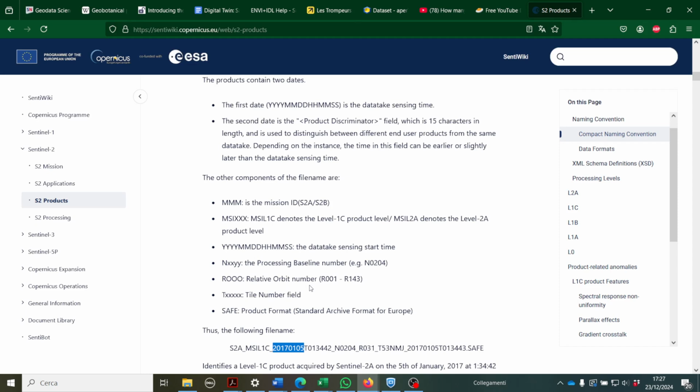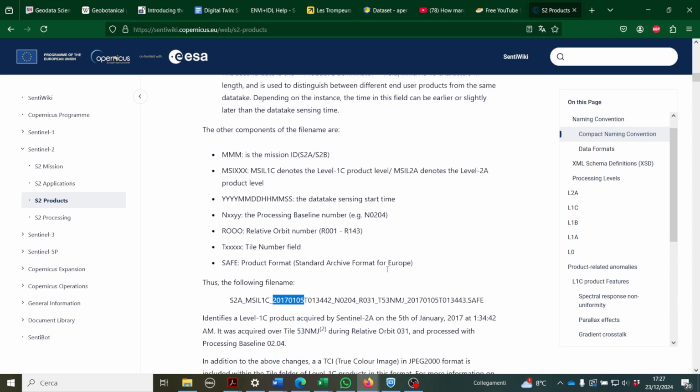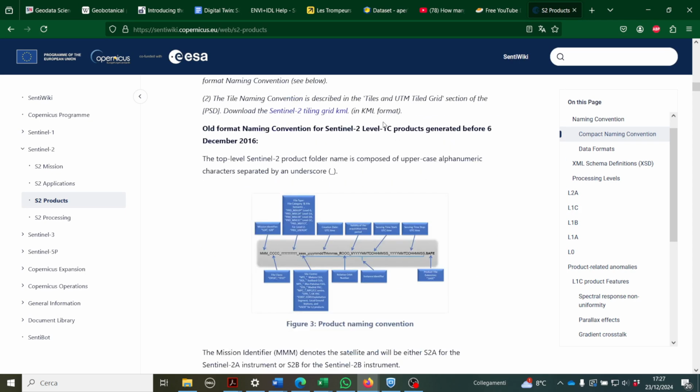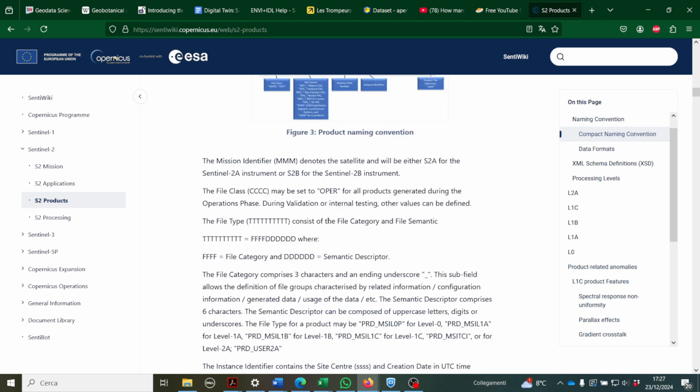Then you have the processing baseline number, the relative orbit number, because the orbits are also numbered in a geodetic reference, the time number fields, and the product format, that is the format in which the product is delivered. So you have these things here when you are downloading the data. This is the description.